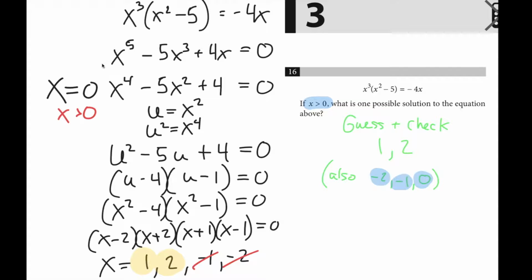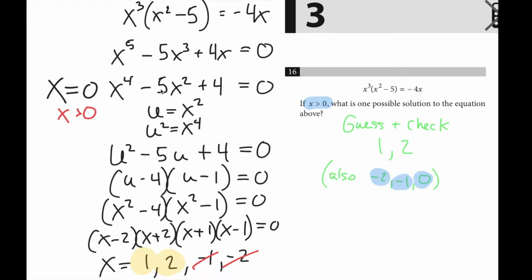But over here, because you divided all the terms on both sides by x, you also have to say that x equals 0 could be a solution. It's a solution that satisfies this equation, but because of this condition right here, it's not actually the answer to problem number 16.